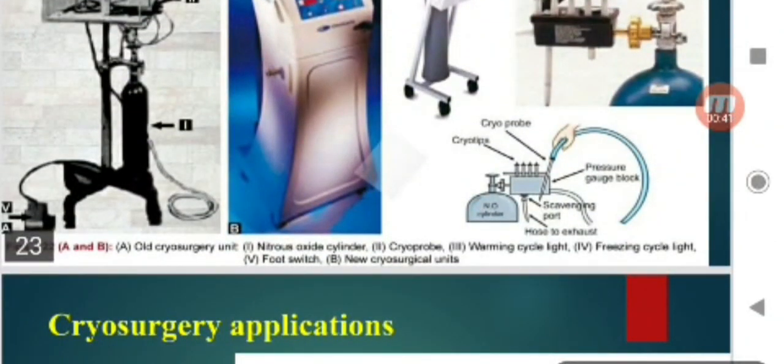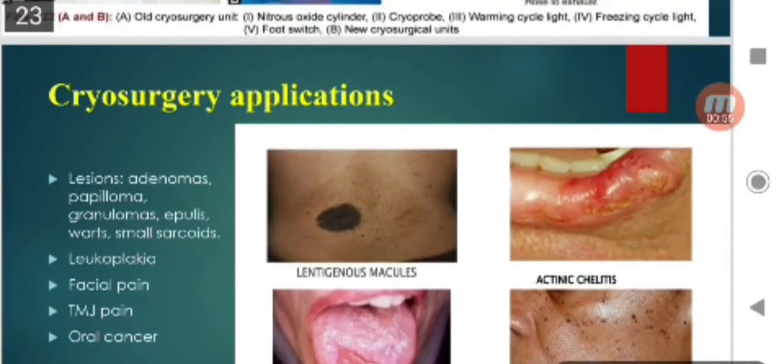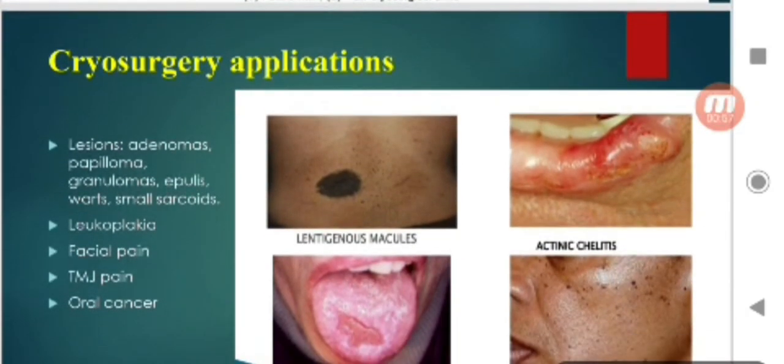Cryosurgery apparatus. This old cryosurgery unit: nitrous oxide cylinder, cryoprobe, warming cycle light, freezing cycle light, foot switch, and the new surgical unit on the cryosurgical unit.